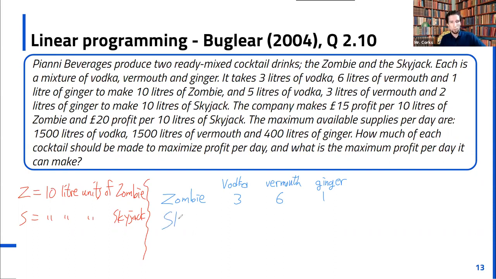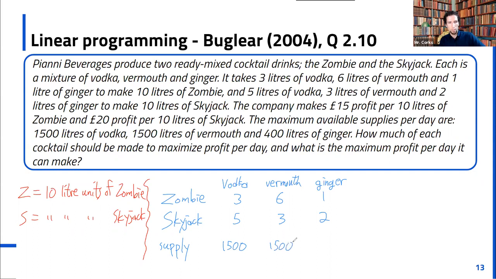The other one, Skyjack. What's the recipe for that one? 5, 3, 2. Okay, same thing, but 5, 3, and 2. All right, and we also have some limitations here. So let's write this as supply. What is our supply of vodka? 1,500. All right, 1,500.